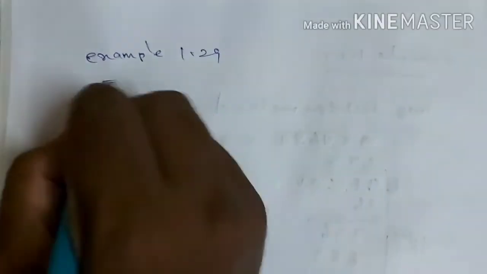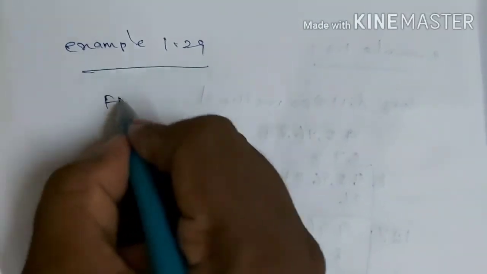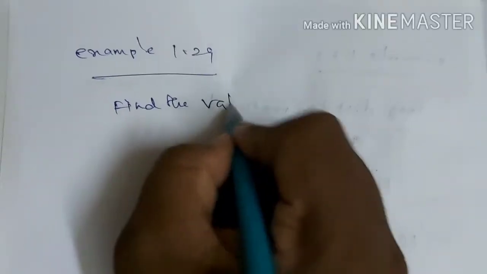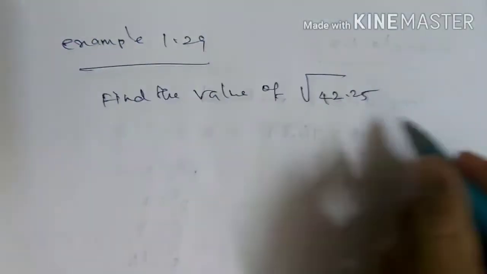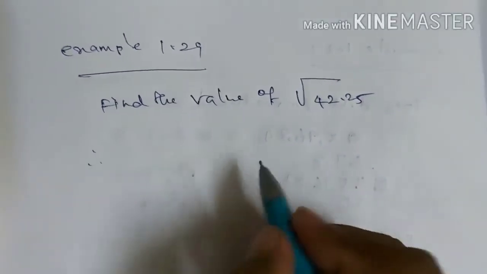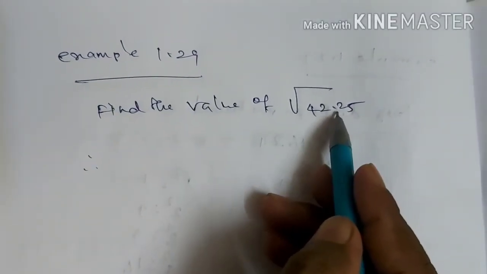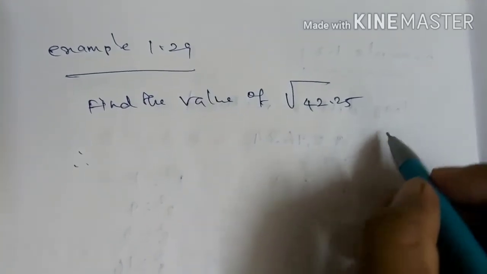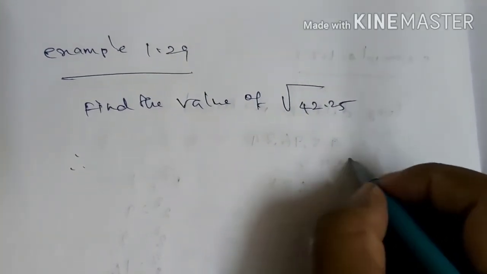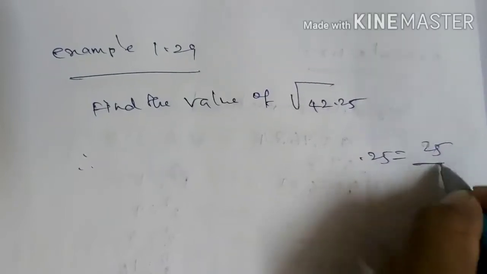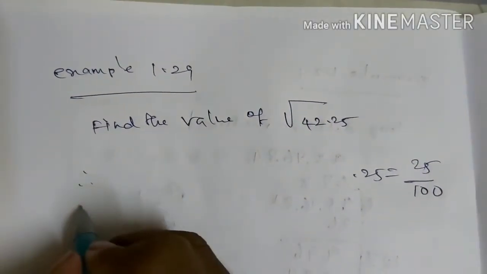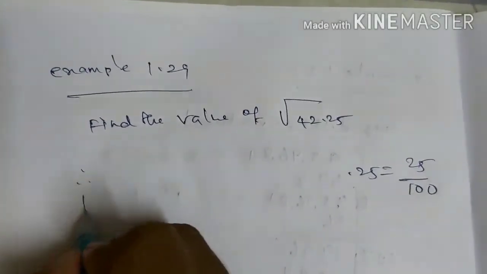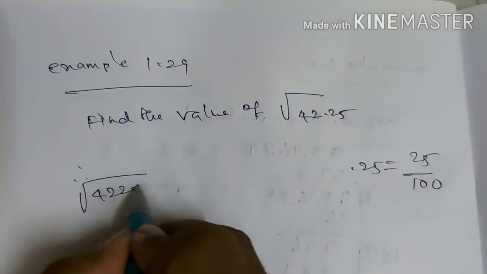Next sum, example 1.29. Find the value of the square root of 42.25. Here a decimal number is coming. One decimal place means divide by 10, 2 decimal places means divide by 100, 3 decimal places means divide by 1000, 4 decimal places means divide by 10,000. So here 0.25 equals 25 by 100. This you all know. So now 42 and 25 by root of 100.